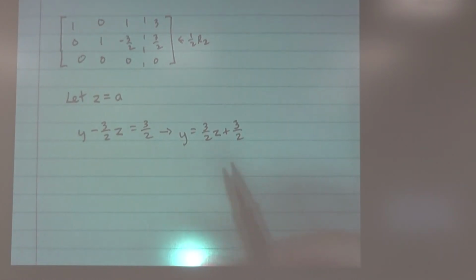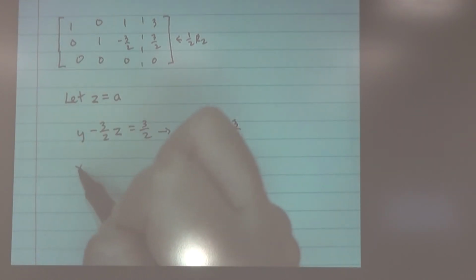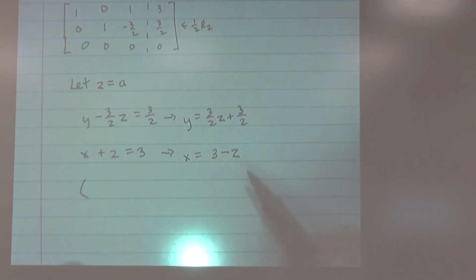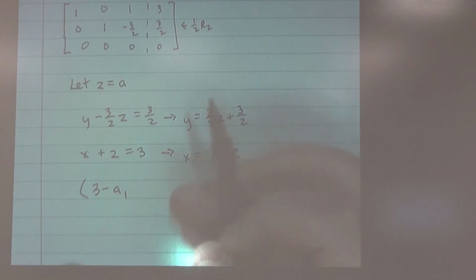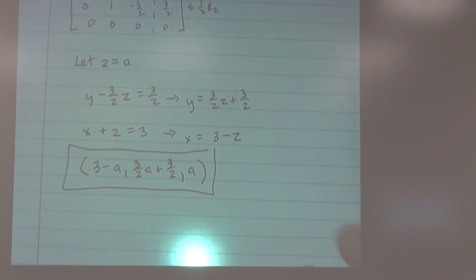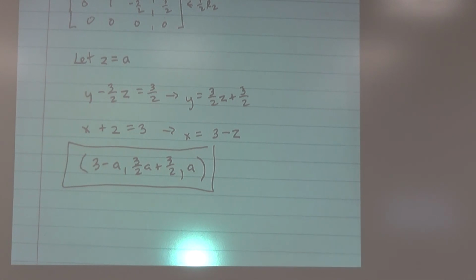And then the top row is x plus z is equal to 3. So x is equal to 3 minus z. So our ordered triple is now: x is 3 minus, replace z with a. y is 3 halves a plus 3 halves. And z is a. That is the pattern for the infinitely many solutions.